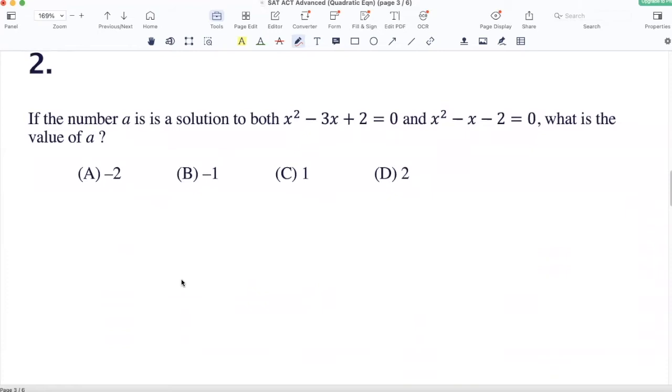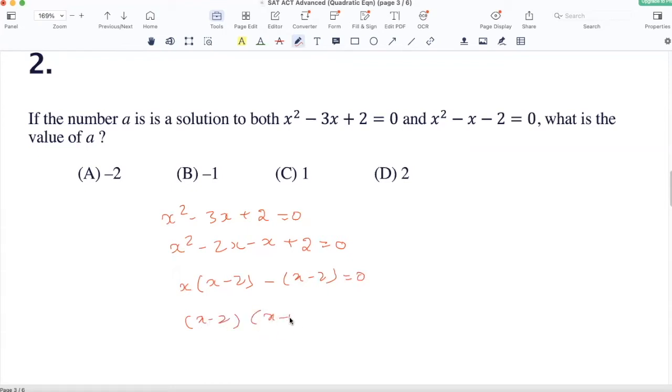Question 2. If the number a is a solution to both x squared minus 3x plus 2 equal to 0 and x squared minus x minus 2 equal to 0, what is the value of a? Okay, so x squared minus 3x plus 2 is 0. So I can split the middle term and write x squared minus 2x minus x plus 2 is 0. So x common, x minus 2 minus x minus 2 is 0. So x minus 2 times x minus 1 is 0. So x could be 2 or 1, right?